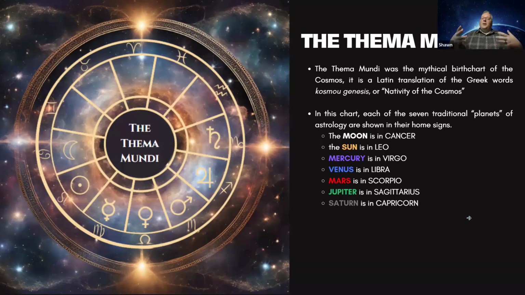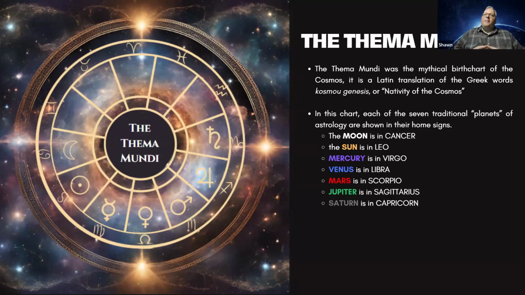All right, so here we are. We've arrived at our teaching tool, the Thema Mundi. So the Thema Mundi is the mythical birth chart of the cosmos. And like I said, this was a teaching tool that ancient astrologers used to teach their students some of the core concepts around astrology. And the Latin translation of the Thema Mundi, from the Greek, was cosmogenesis, or the nativity of the cosmos.